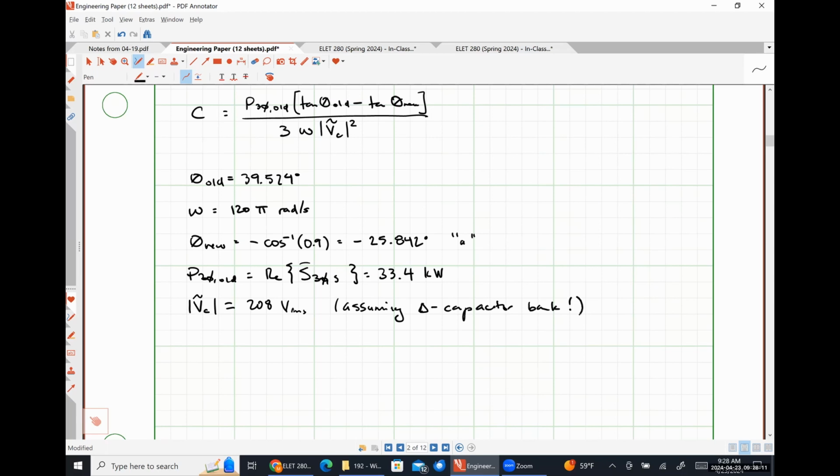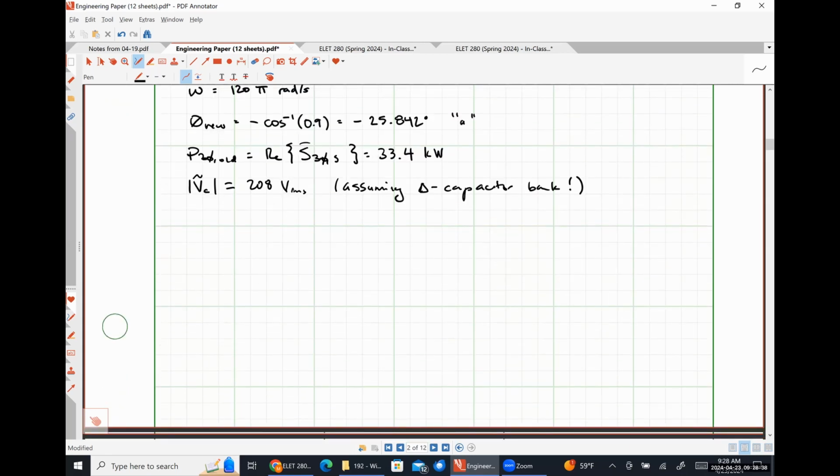So I'm putting here explicitly that we're saying the magnitude of our capacitor voltage is 208 volts RMS, and we are assuming that our capacitor bank is delta connected, because I didn't specify which one we were looking for. In your homeworks and on your exam, I will tell you exactly if I'm looking for a delta connected bank or a Y connected bank.